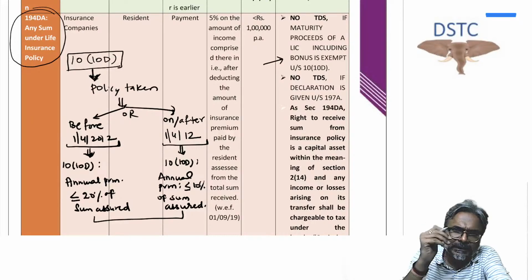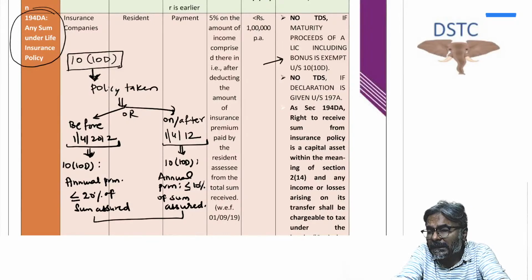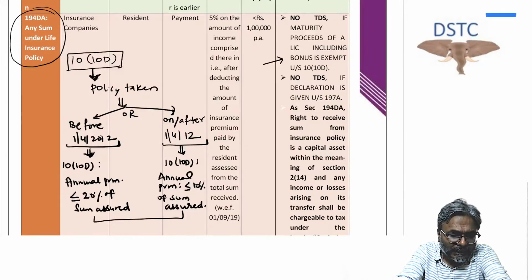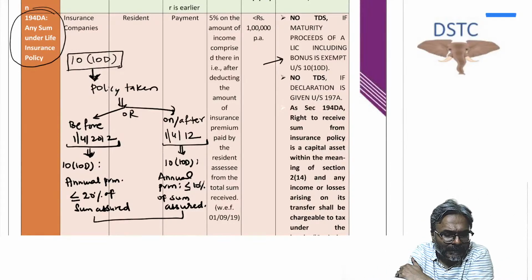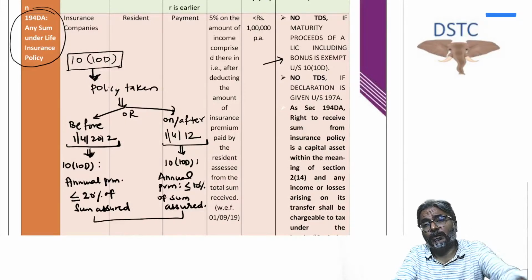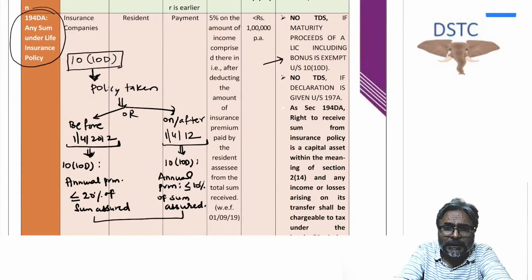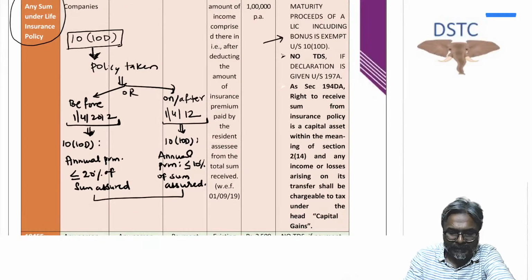Now supposing you say, no sir, I have taken some policy wherein the premium I am paying is much higher than this 10% or 20%, as the case may be, of the sum assured. If that is the percentage of the premium, then no exemption. And if no exemption, then the amount is taxable in the hands of the payee. All of you agree? And if it is taxable in the hands of the payee, then the payer of the amount, the insurance company, will they be required to deduct the TDS under 194DA? And the answer is yes, they will be required to deduct the TDS in this regard.